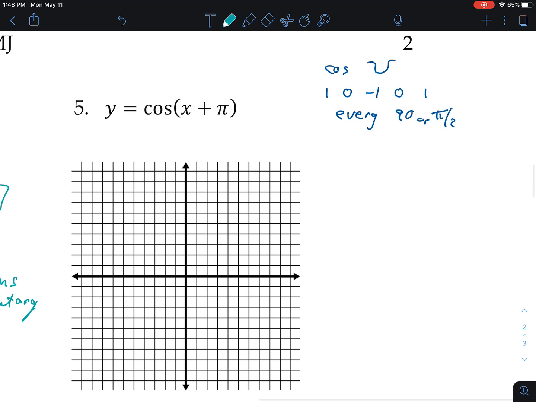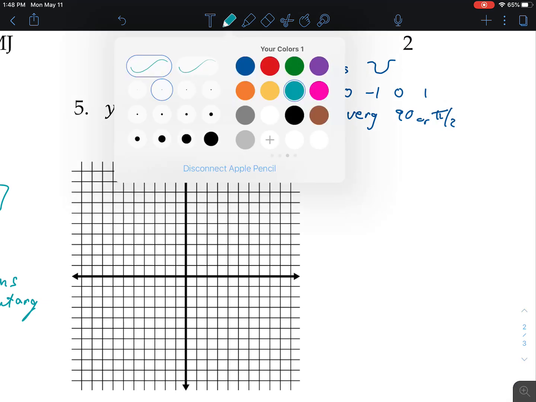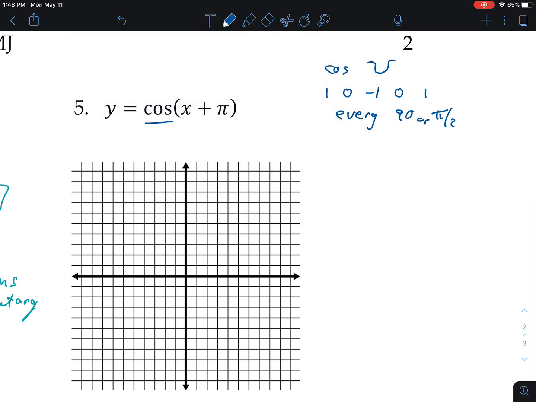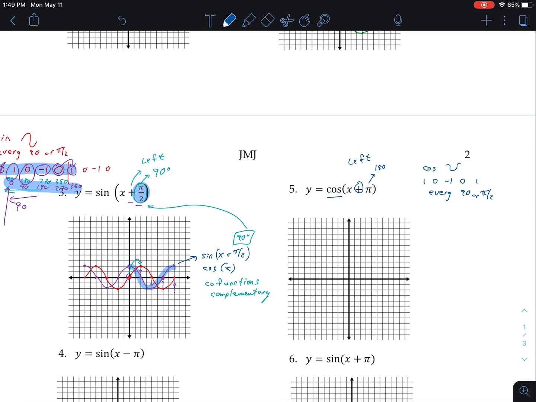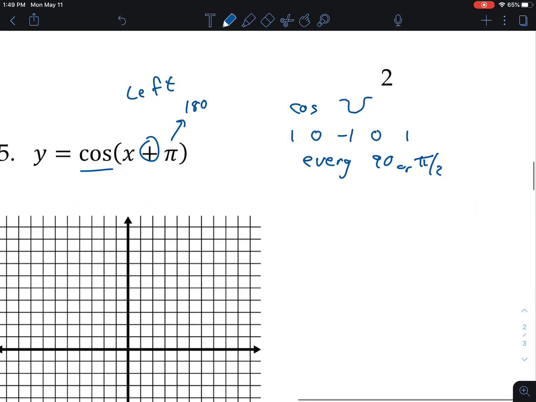All right, let's do it with cosine. Okay, so we see y is equal to cosine of x plus pi. What is pi? 180 degrees. Plus means I'm shifting it to the left. Right, so again, just as we saw over here, plus and plus, I'm shifting it to the left.